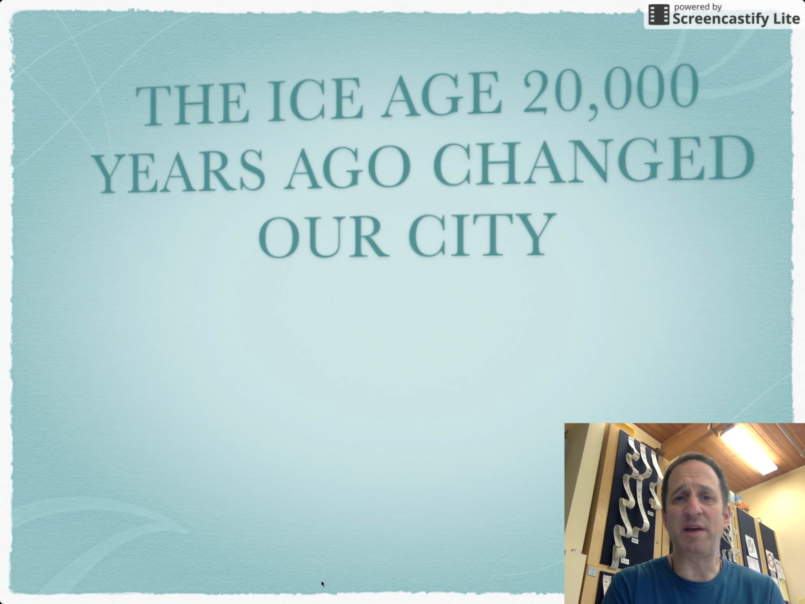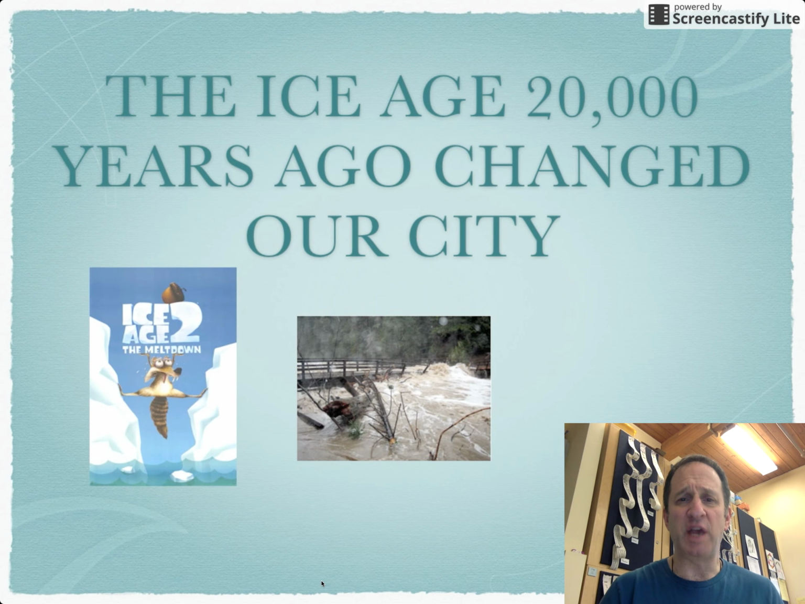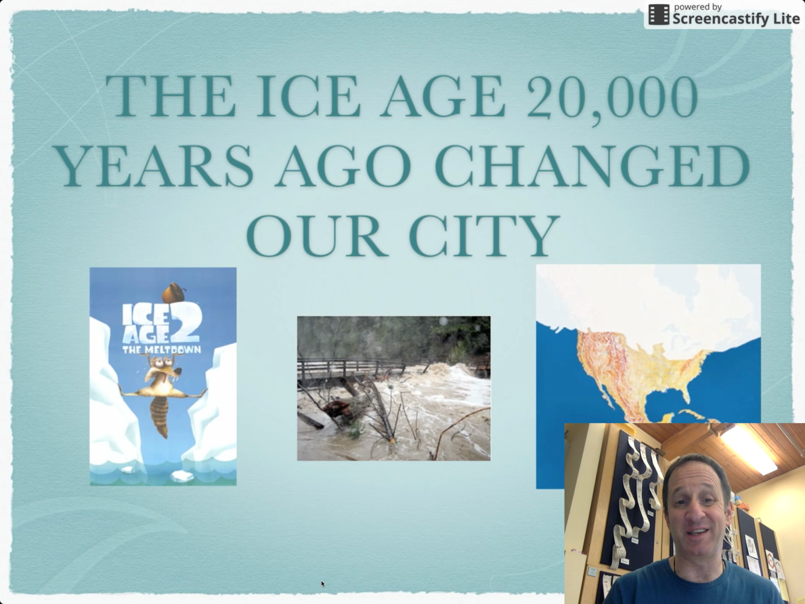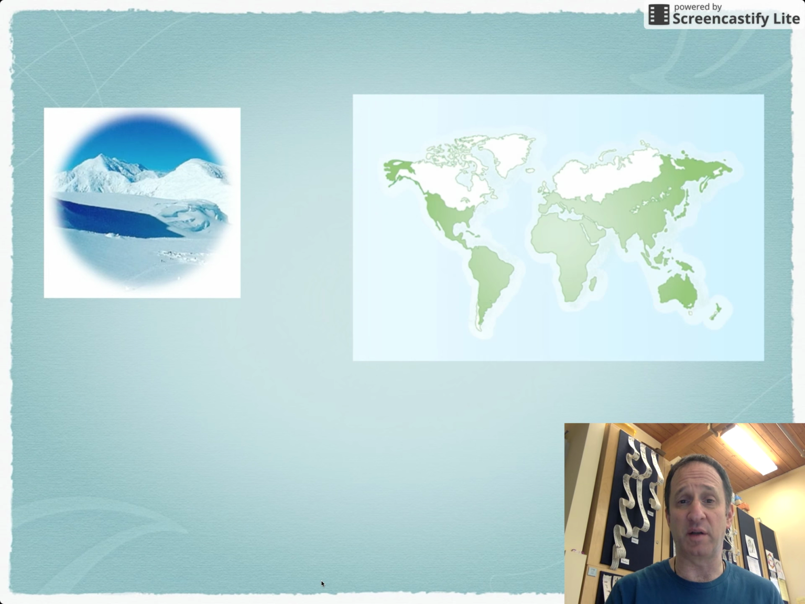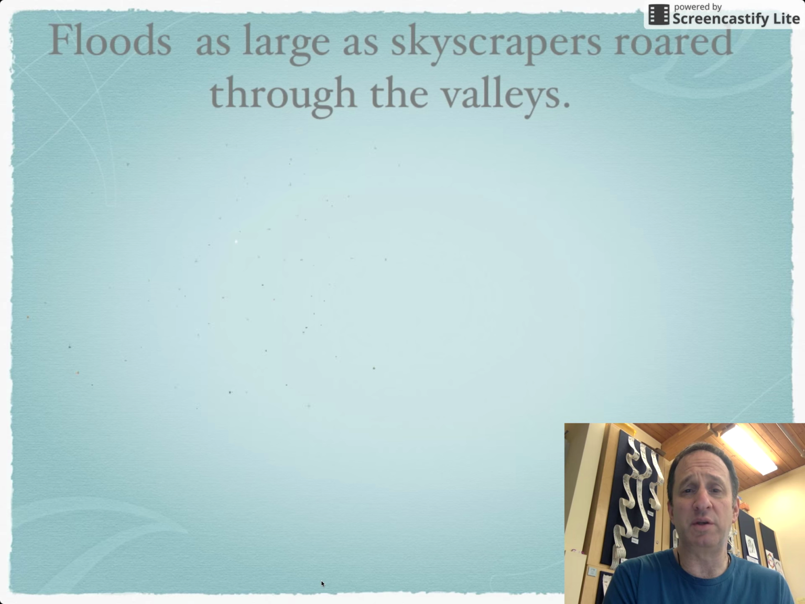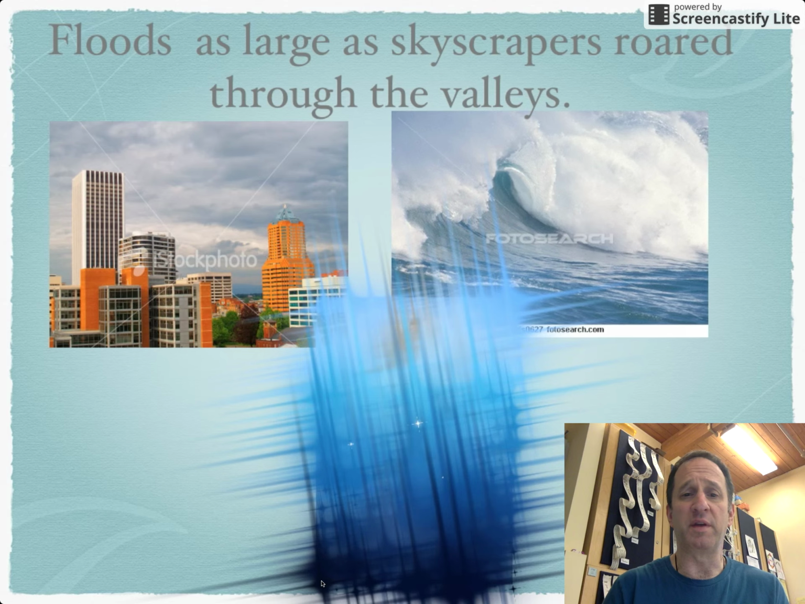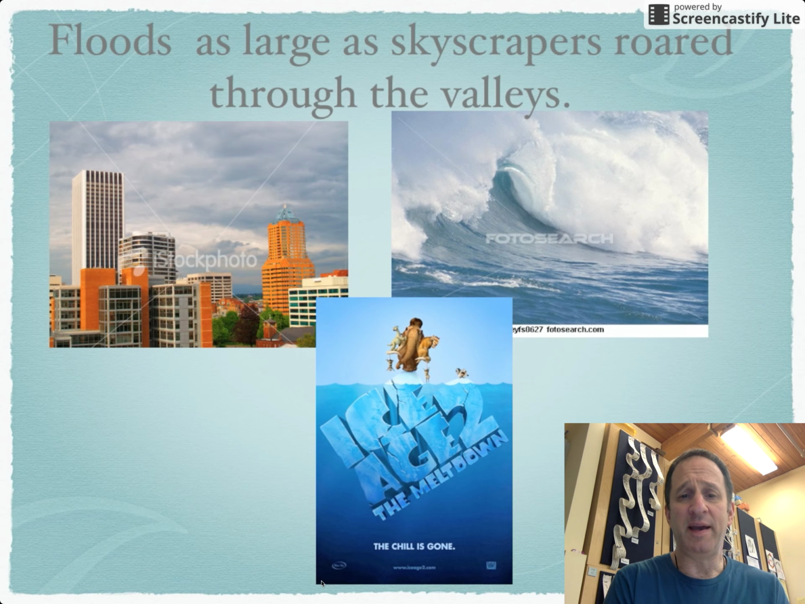Now, also 20,000 years ago, during the Ice Age, things happened to sort of change the landscape. I'm not talking about the movie Ice Age or Ice Age 2, okay? I'm talking about the real Ice Age, where the northern parts of the Earth were covered with ice and glaciers, as you can see from the map here. Eventually those all started to melt, and that caused really huge floods that came roaring through this area. And that sort of changed the landscape a bit too.